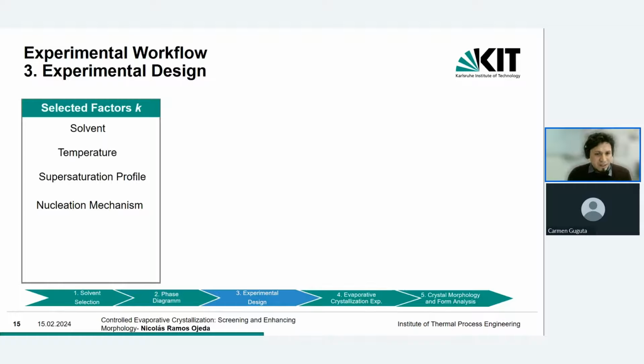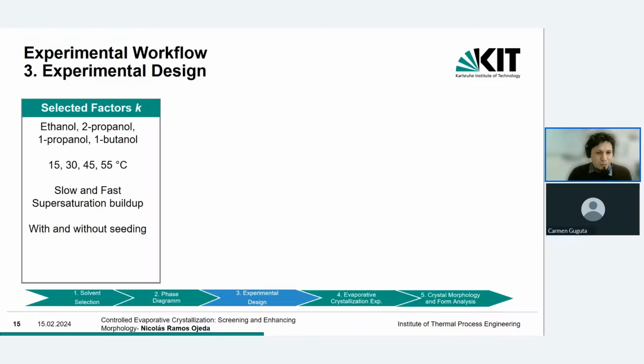So refreshing the first slide, we had already seen that several variables can impact the crystal morphology. In our experimental design, we focus on the solvent, the temperature, the supersaturation profile or buildup, and the use of seeding crystal. A closer look at the specifics for the first API shows 4 different solvents, a temperature range within 15 and 55 Celsius degrees, slow and fast supersaturation buildup, and with and without seeding.